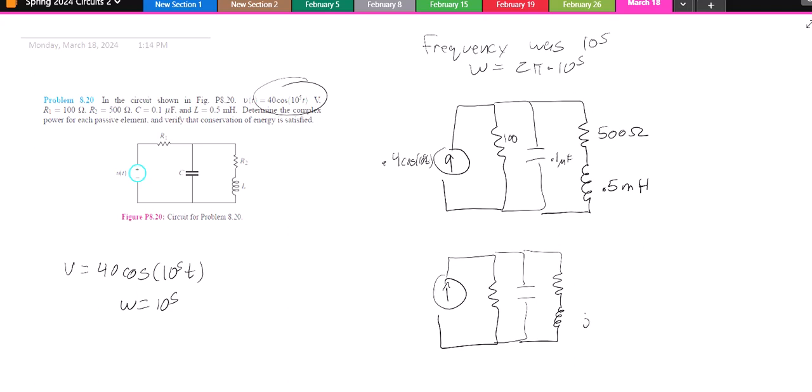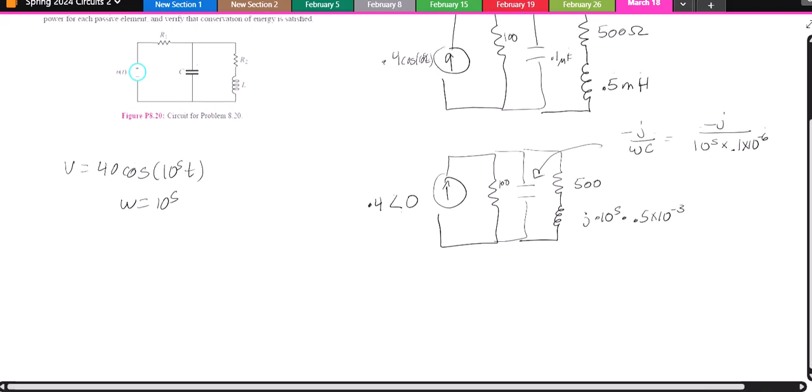So this is J times 10 to the 5th times 0.5 times 10 to the negative 3rd. This is still 500. Our capacitance will be minus J over omega C, or minus J over 10 to the 5th times the capacitance, 0.1 times 10 to the negative 6. This is still 100, and this will be 0.4 angle 0, because we don't have any additional phase in there.